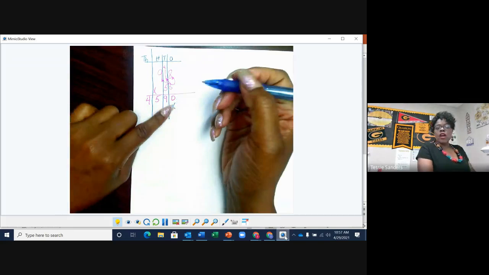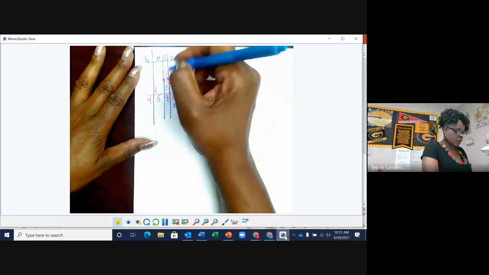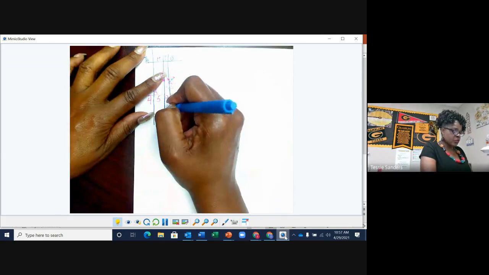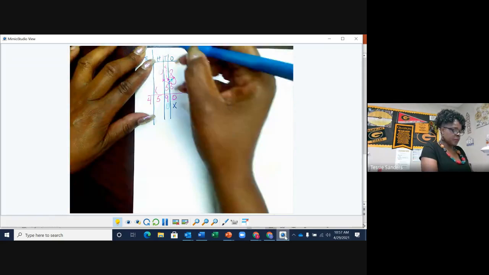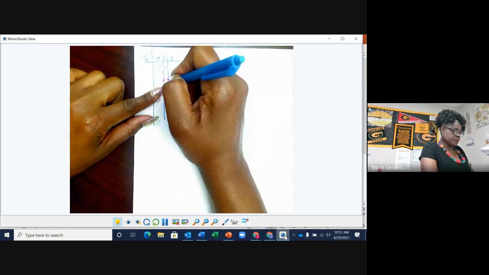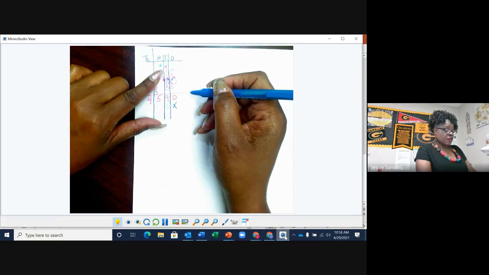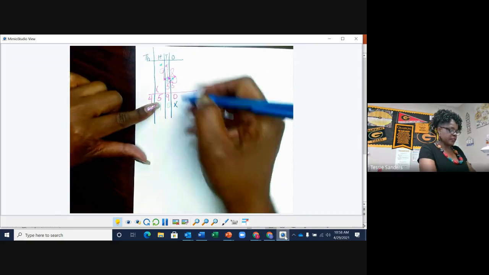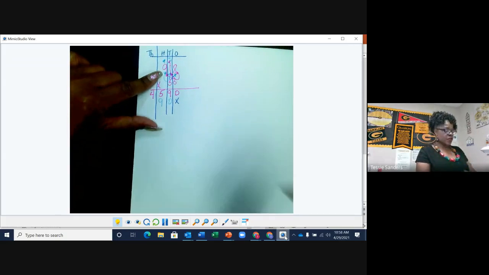Go ahead and write a 0 or an X. X can represent 0. 5 times 8 is 40. We write our 0 in the tens place. We carry our 4 to the tens place. I'm sorry, we carry our 4 to the tens place, not the hundreds. 5 times 1 is 5, plus 4 is 9, so we write our 9 in the hundreds place. 5 times 9 is 45.